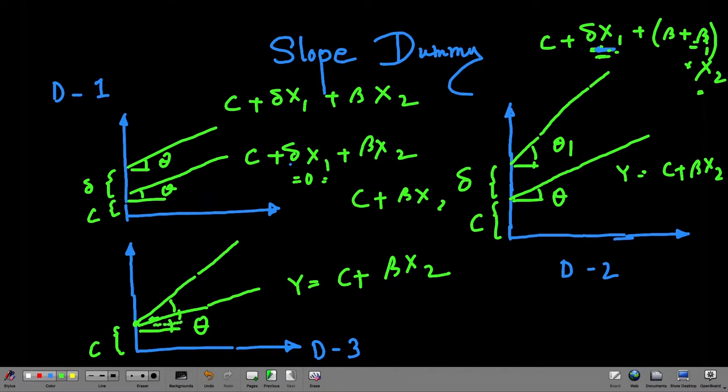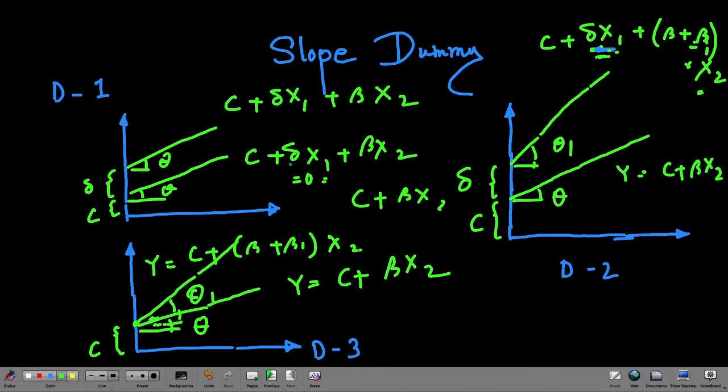This is theta 1, just like before, and the equation is going to be y equal to c plus beta 1 into x2. Essentially, we simply omitted the intercept term, the intercept dummy. So in these two cases, D2 and D3, we have allowed the slope to change. We have allowed the interaction to happen.